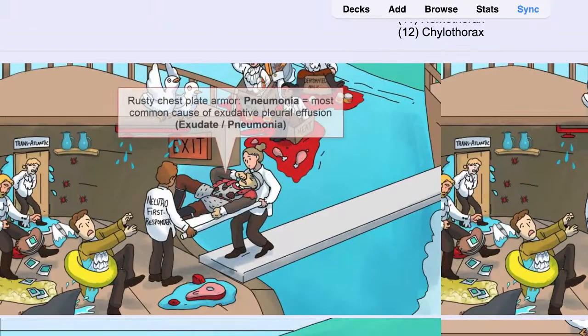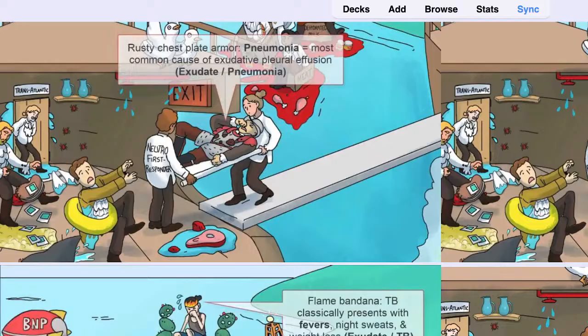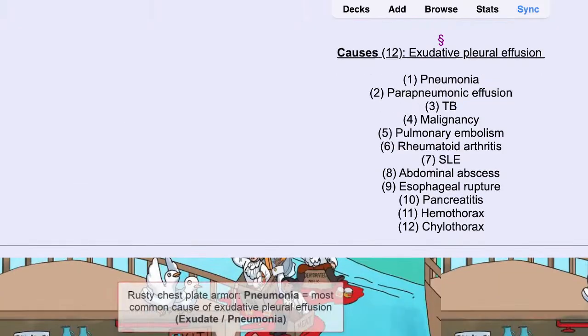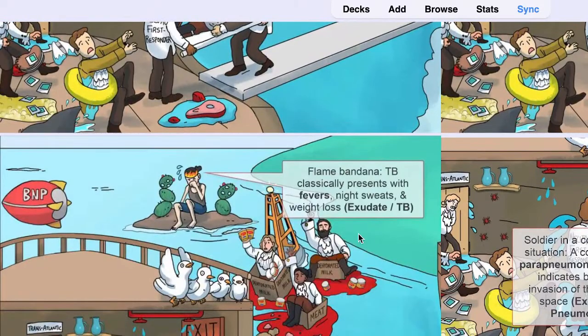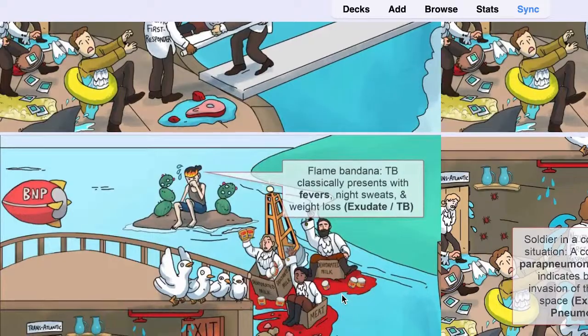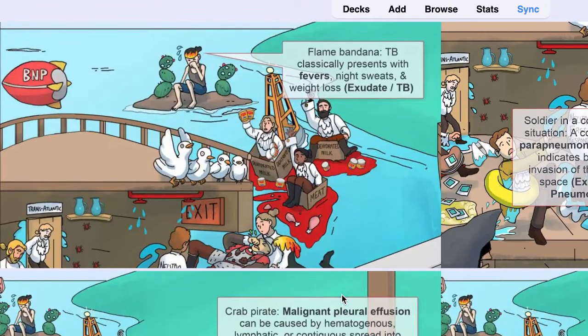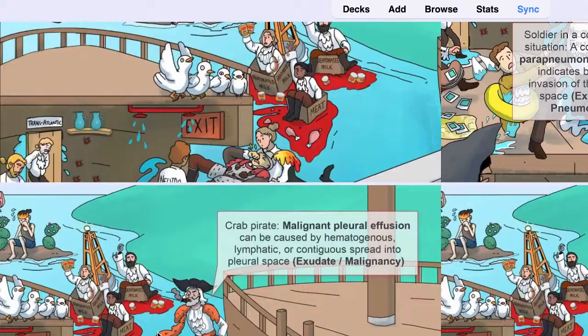We got TB. I was kind of right with TB. So that is apparently exudative. You kind of have to remember that. And malignancy, I was right about malignancy. We do have the crab. You got TB, you have parapneumonic effusion, you have malignancy, and pulmonary emboli.